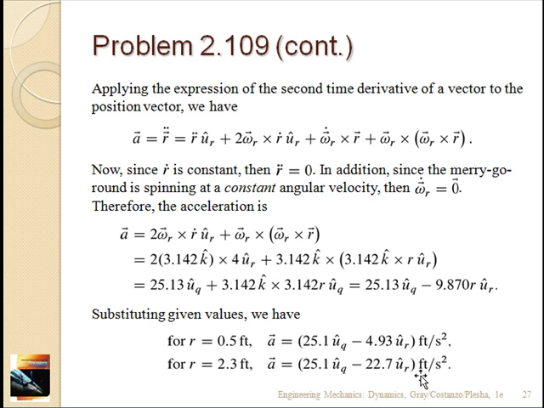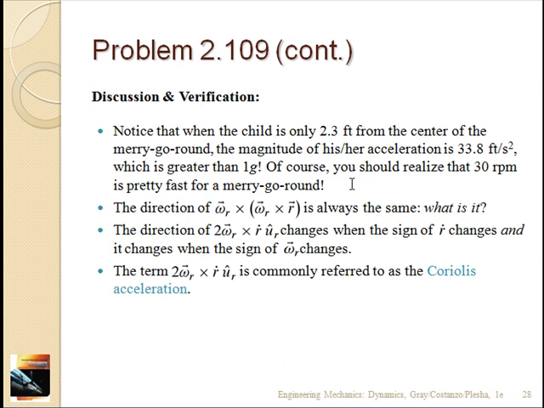Again, it's increasing as we go out because of the change in radius. Okay, so we can find the magnitude of these to find the acceleration of the boy. So if we want the magnitude of acceleration at 2.3 feet, you do the square root of the sum of the squares of the components, and you get 33.8 feet per second squared. That's higher than the acceleration due to gravity, so that's more than 1 g for this poor little child. That sounds high, but so is 30 RPM. So spinning this thing at 30 RPM gives a pretty good acceleration for the child. Okay, so that's a couple quick examples of how you apply these vector time derivatives.